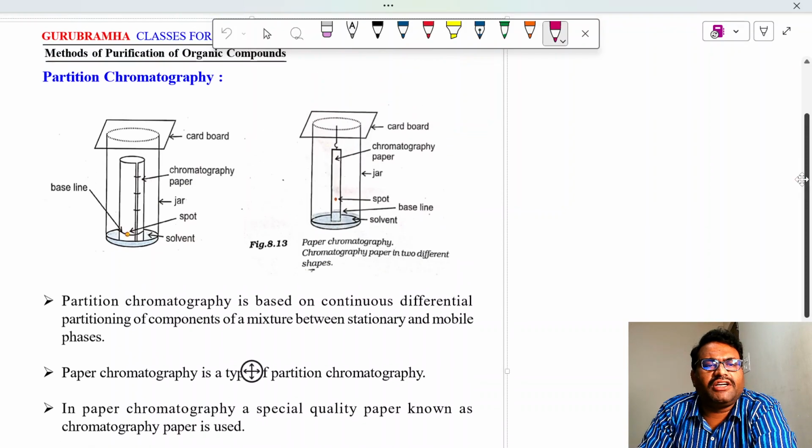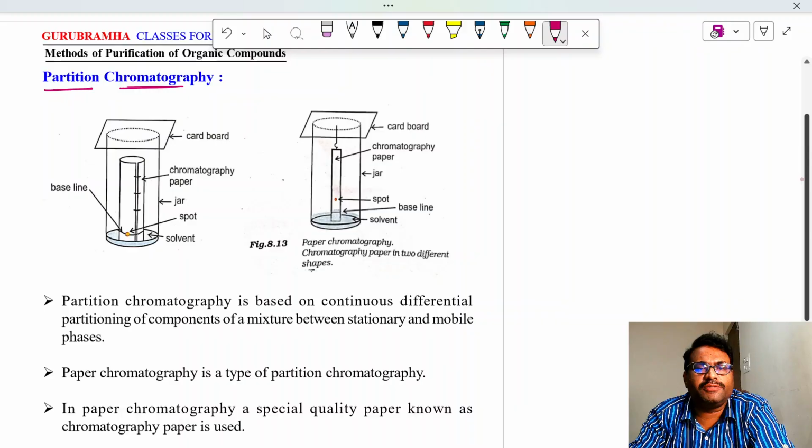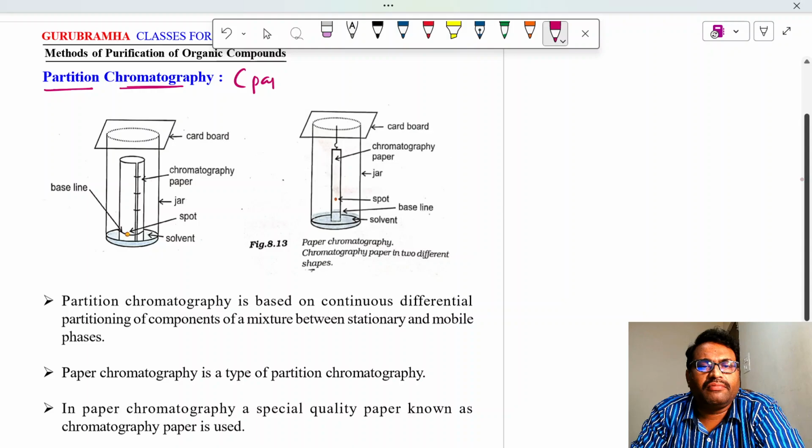So let us go with the next part, partition chromatography. Up to now we have seen adsorption chromatography. In that, we have discussed two types: one is column chromatography, another is thin layer chromatography. The second chromatographic technique is partition chromatography. The best example is paper chromatography.